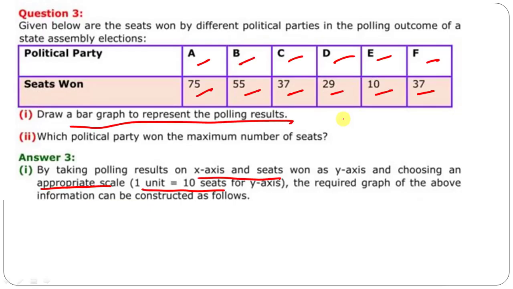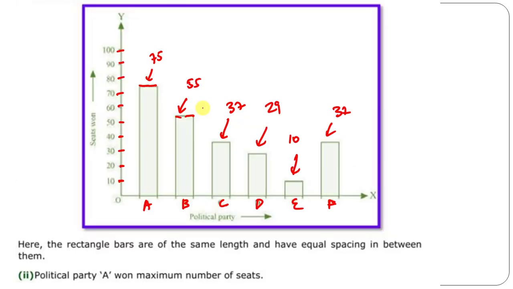The second part is which political party won the maximum number of seats. So it is clear that political party A won the maximum number of seats, that is equal to 75 seats.